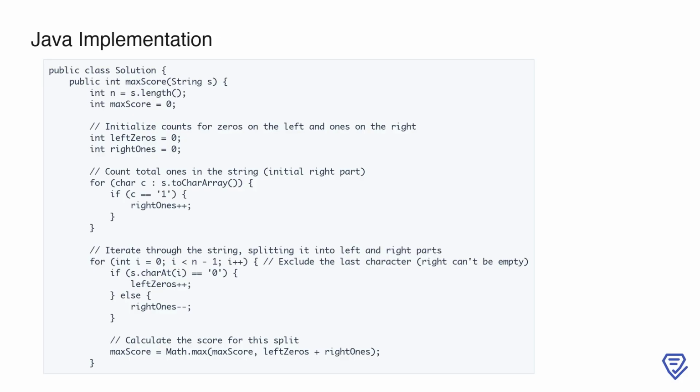To initialize right ones, we iterate through the entire string and count all the ones, as initially, the entire string is considered the right part. This ensures we have the correct starting count of ones before we begin iterating to split the string.